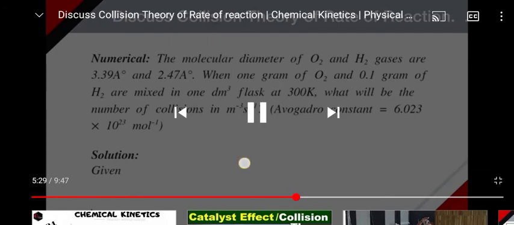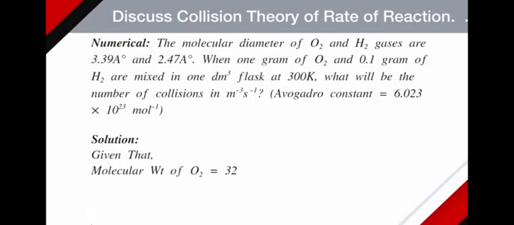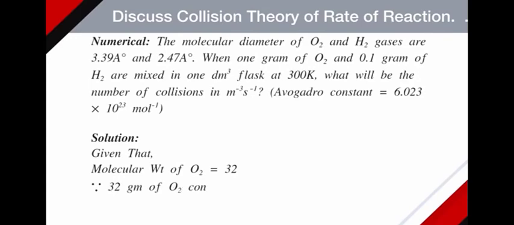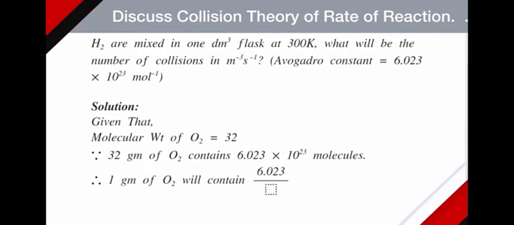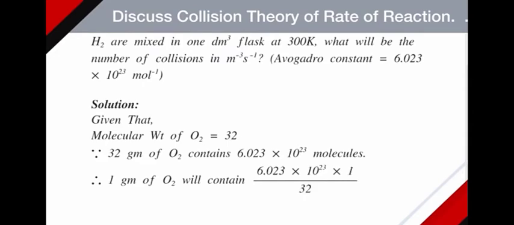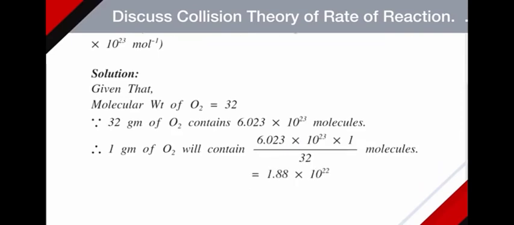In this case, we have molecular weight of oxygen as 32, because 32 grams of oxygen contains 6.023 into 10 to the power 23 molecules. Therefore, 1 gram of oxygen will contain 6.023 into 10 to the power 23 into 1 divided by 32 molecules, which is 1.88 into 10 to the power 22 molecules.